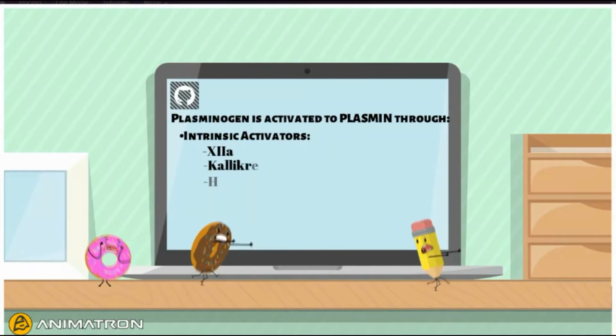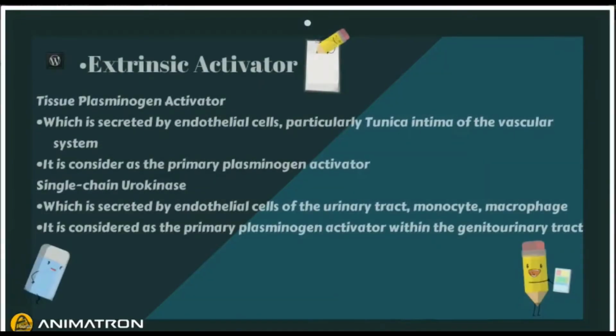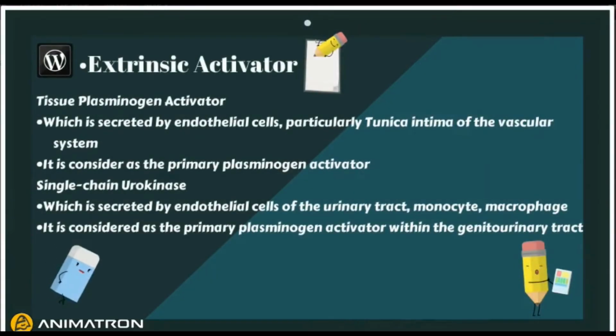Plasminogen is activated to plasmin through intrinsic activators: factor 12A, kallikrein, HMWK. Extrinsic activators: tissue plasminogen activator, which is secreted by the endothelial cells, particularly the tunica intima of the vascular system. It is considered the primary plasminogen activator. Single-chain urokinase is secreted by the endothelial cells of the urinary tract, monocytes, and macrophages. It is considered the primary plasminogen activator within the genitourinary tract.